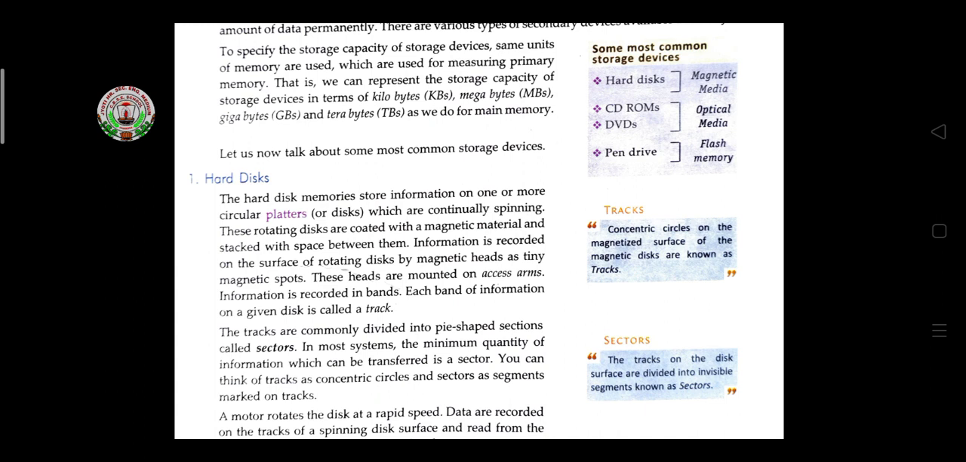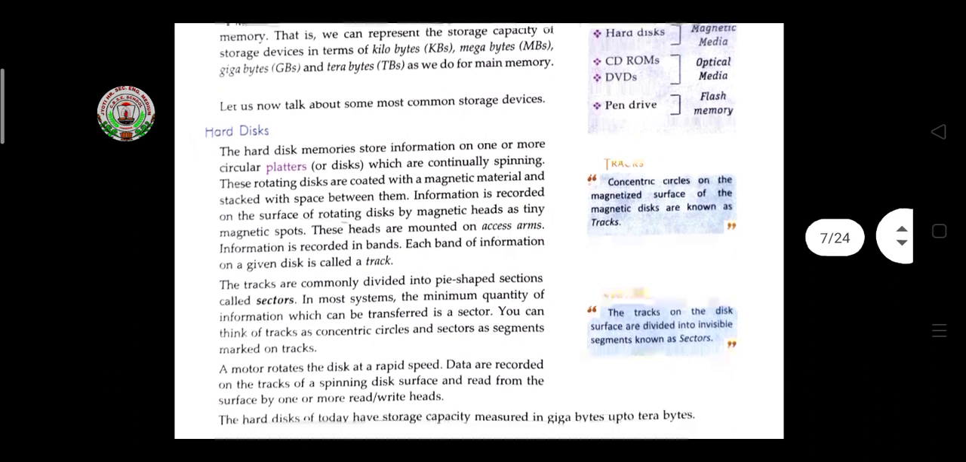The hard disk stores information on one or more circular platters which keep spinning. These rotating disks are coated with magnetic material and stacked with space between them. Information is recorded on the surface of the rotating disks by magnetic heads as tiny magnetic spots. These heads are mounted on axis arms. Information is recorded in bands. Each band of information on a given disk is called a track. So here is how data is stored in a hard disk.